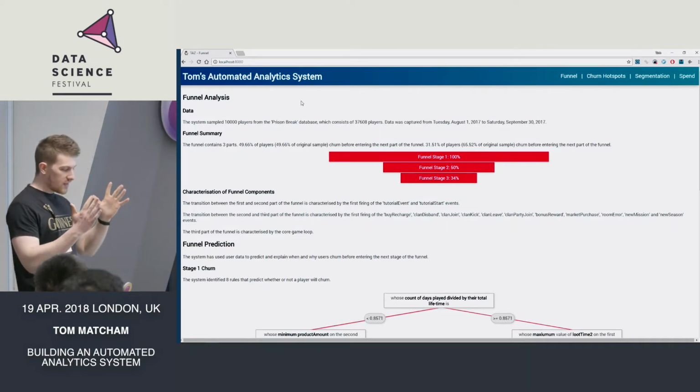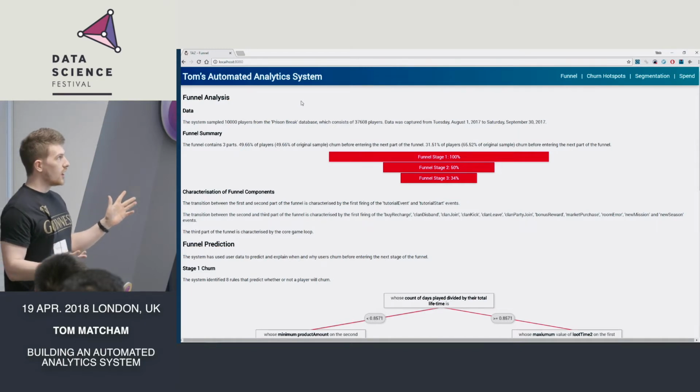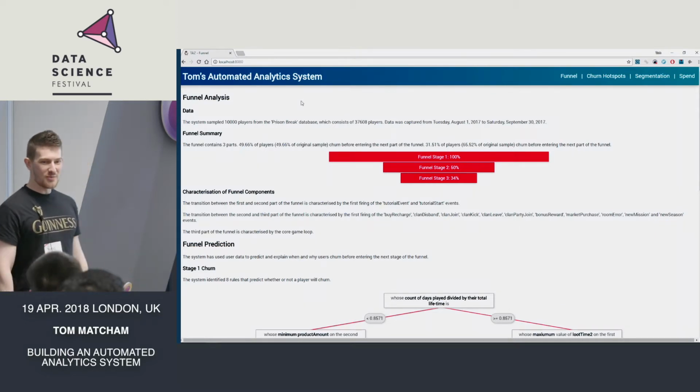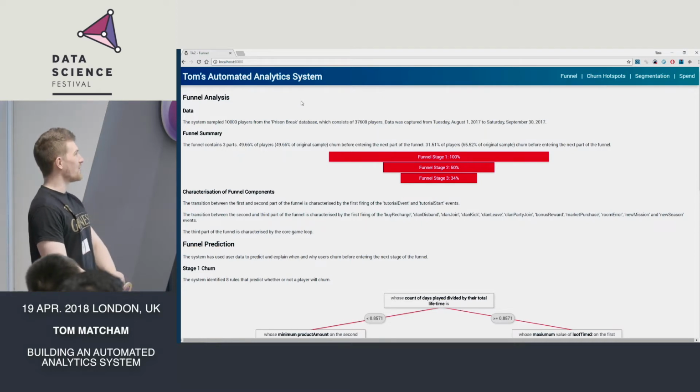There are a few features that I've built so far. The first one is funnel analysis. The second one is a temporal analysis around churn points, and the last one is spend. So basically the two main areas that Xiaozi was talking about.